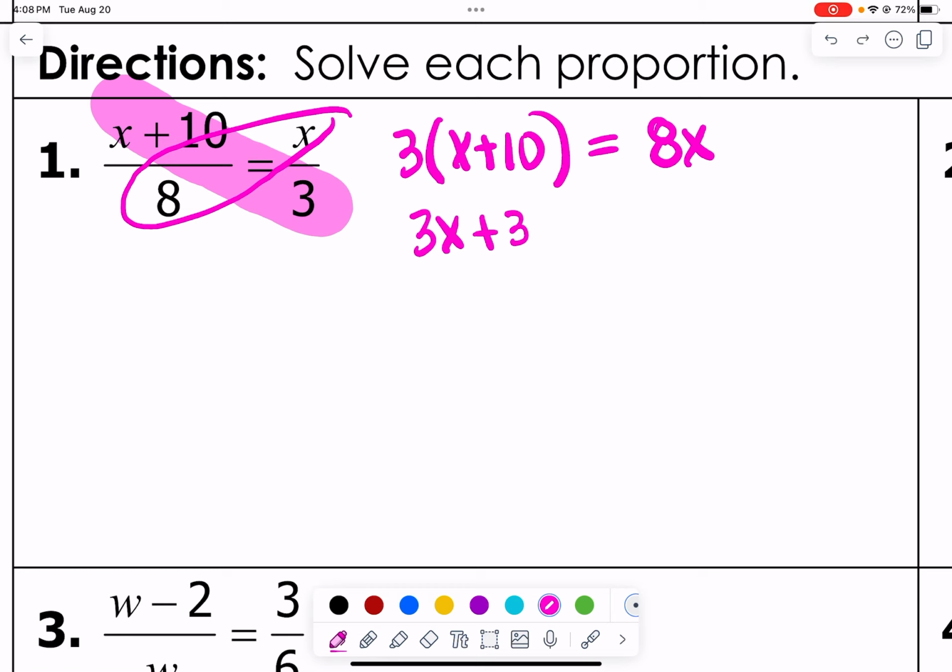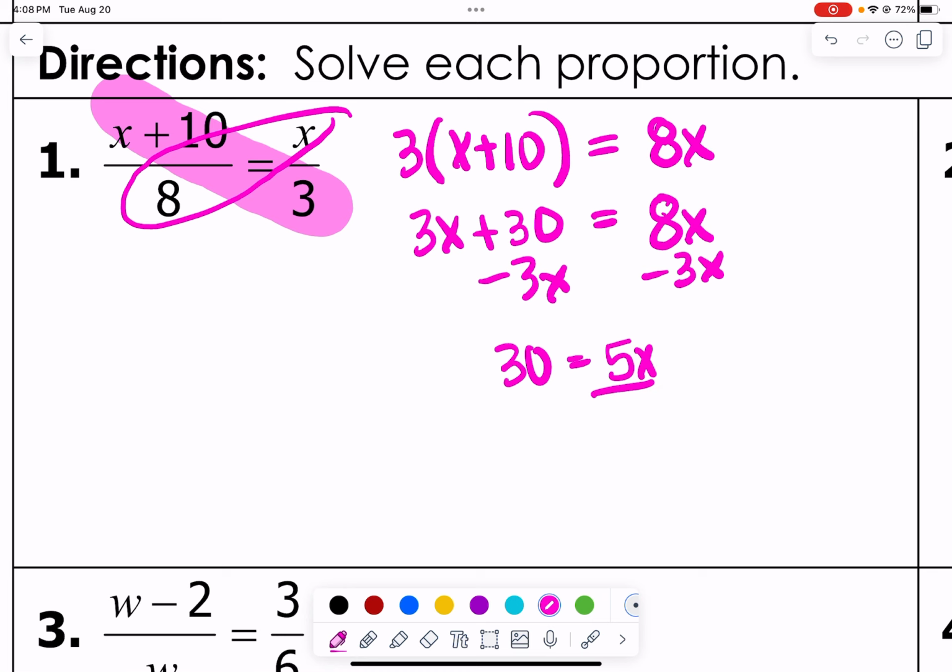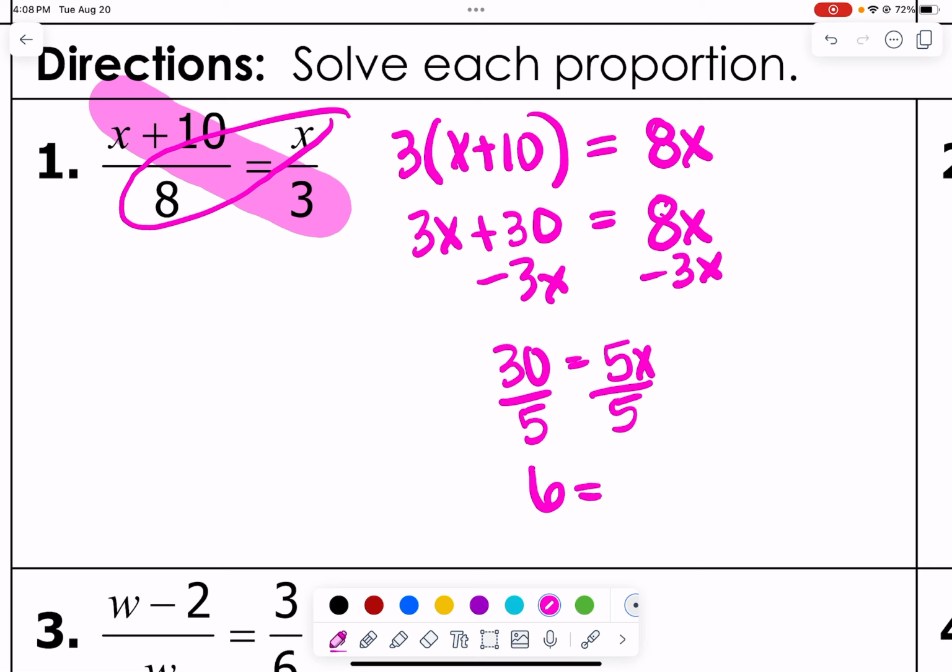Whoa. That is my bad. I got a little ahead of myself. I need to bring this down. And so then I'm going to subtract 3x on both sides. So that will go away, and we'll get 30 equals 5x. Divide both sides by 5. X is 6.